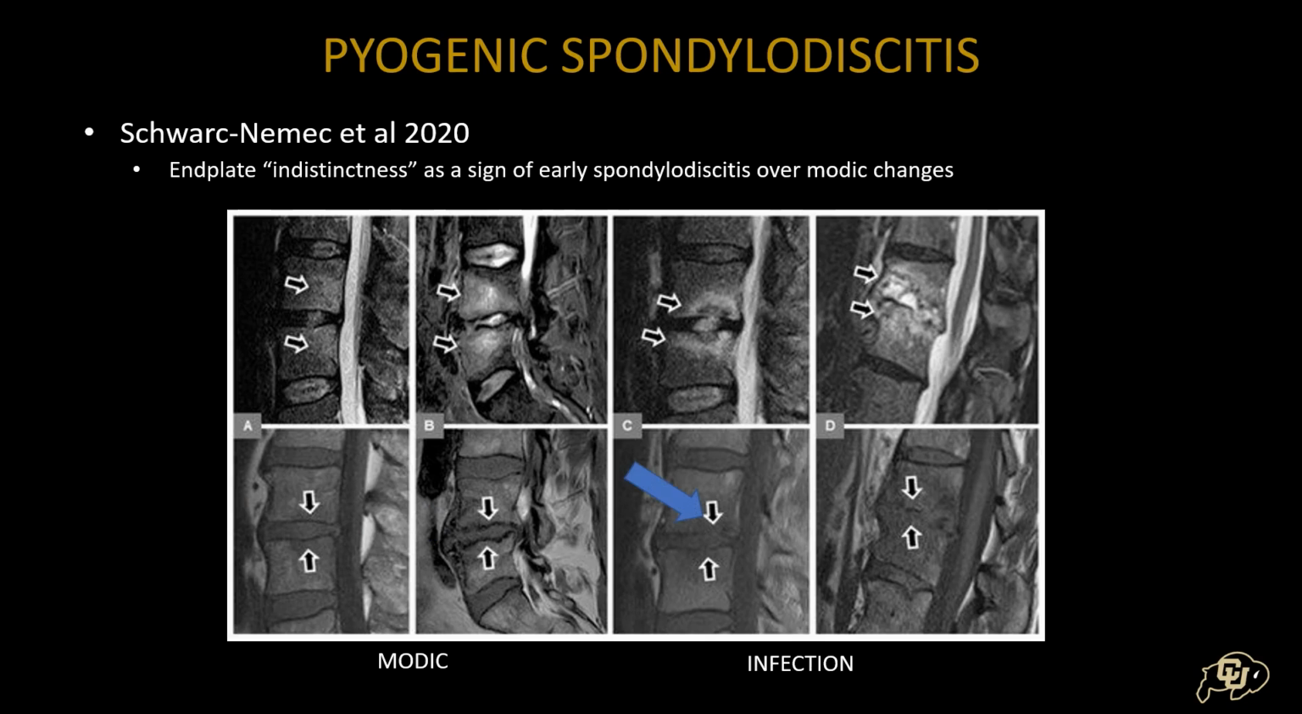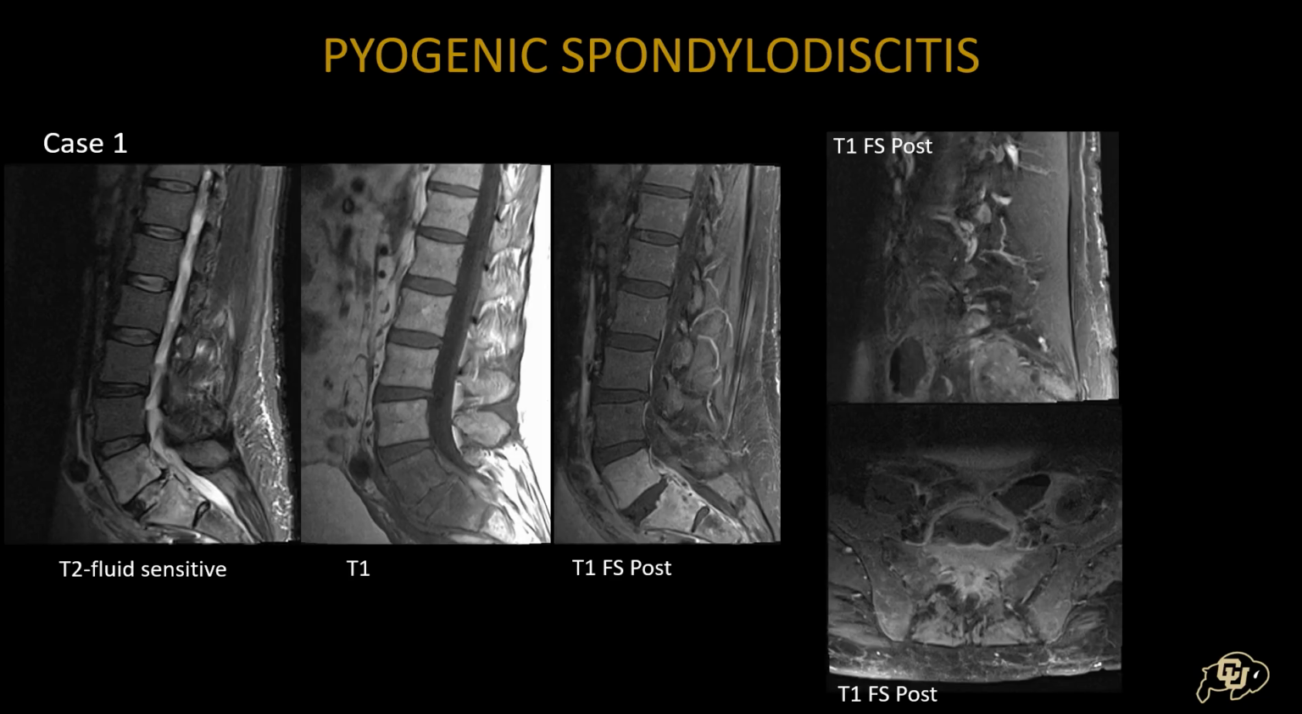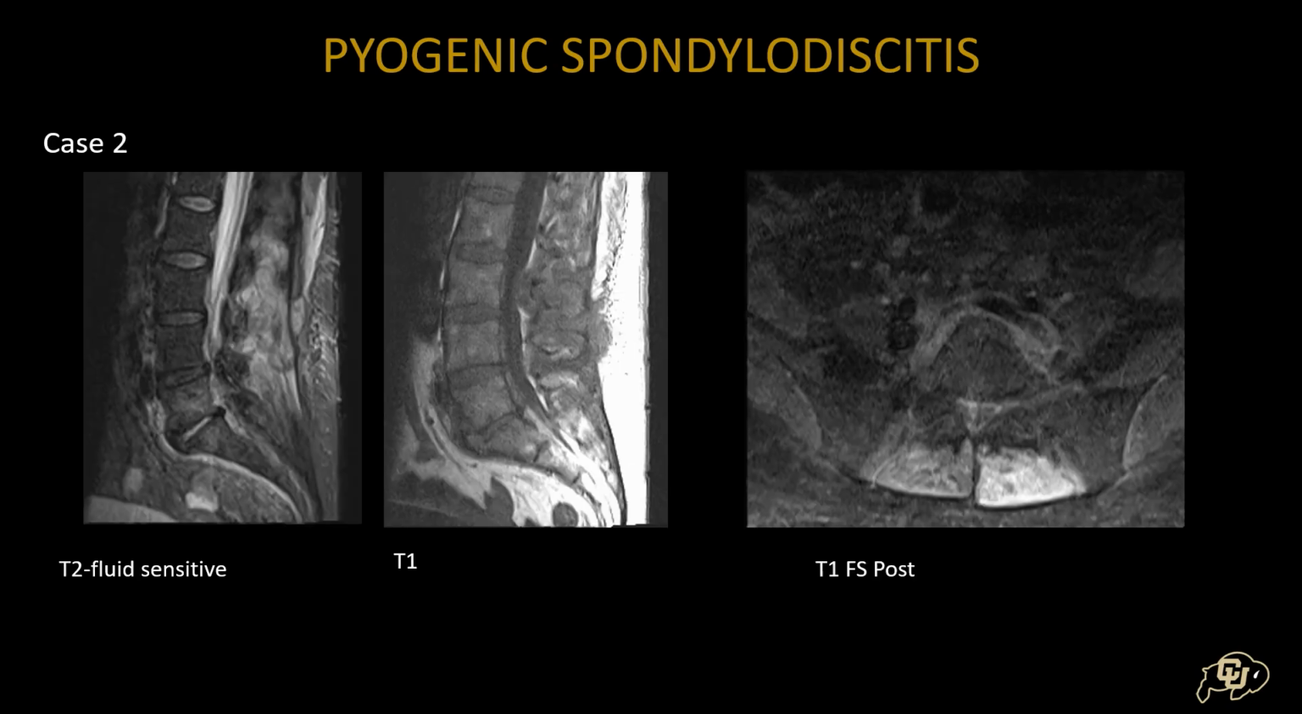So I actually use endplate indistinctness quite a bit when I'm trying to assess Modic change versus infection. So take a look at this case. This hopefully shouldn't be too much of a diagnostic mystery for anybody. We've got a ton of edema in this L5 and S1 vertebral body. Look at all this low T1 signal, clearly involving more than half of that vertebral body. We've even got this little epidural fluid collection and a psoas or paraspinal abscess, cinching that diagnosis of bacterial spondylodiscitis.